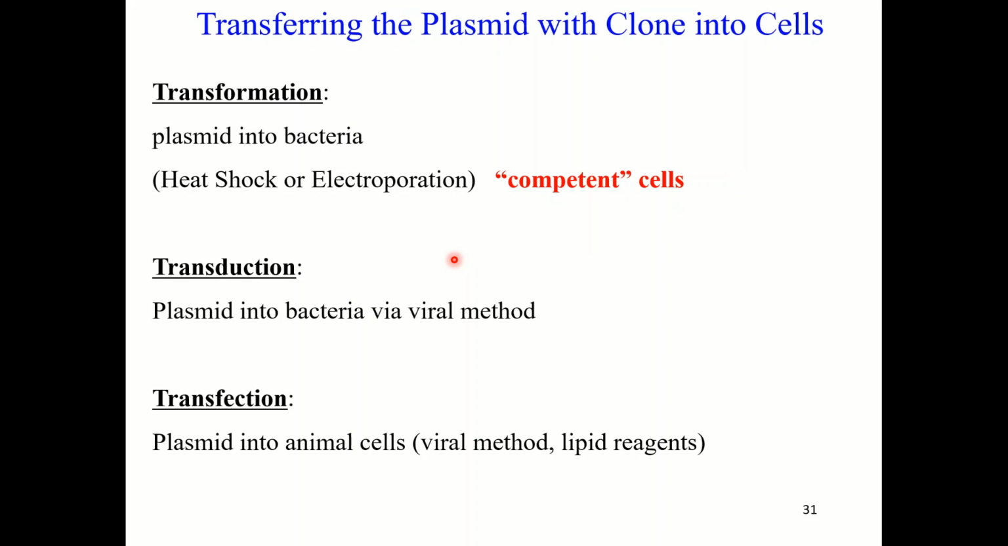Okay. If you're putting these plasmids into bacteria via a viral method, sometimes viral methods are used, that's called transduction. That's probably less commonly used. And then finally, if you're putting a plasmid into a eukaryotic cell, like an animal cell line, this is referred to as transfection. So transformation, transduction, and transfection really are all the same thing. You're putting your plasmid into some sort of a cell, but the exact cell types and methods differ in these three techniques.